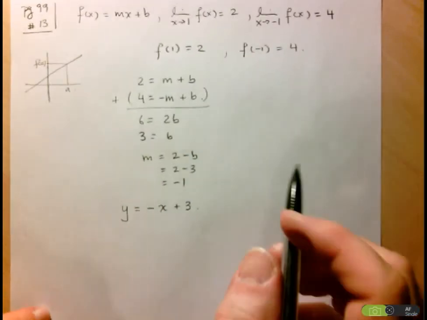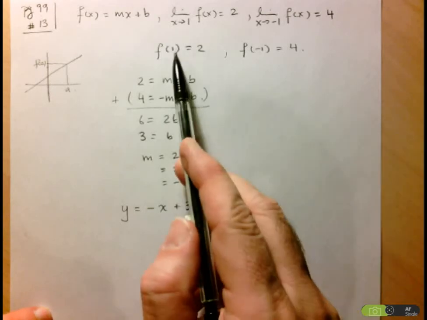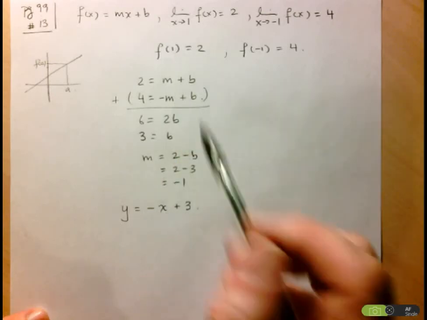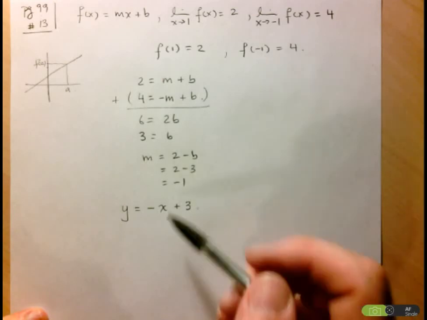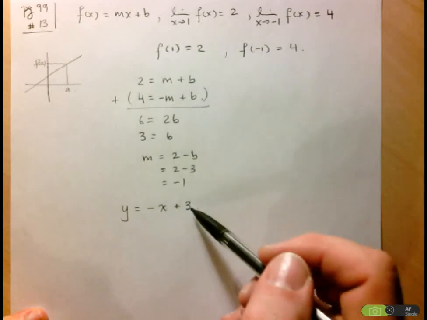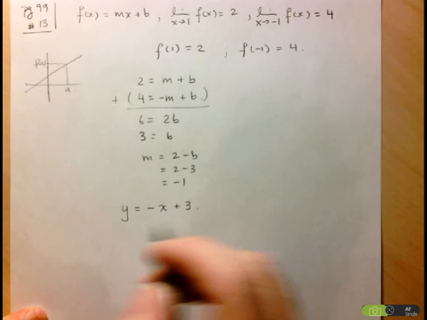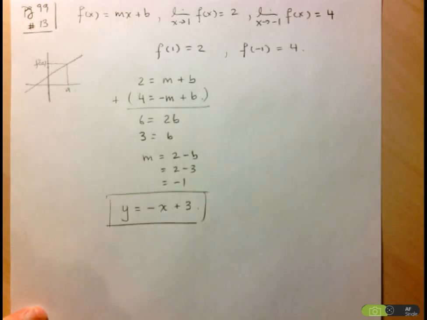And if we want to do a quick check, if I put in x equals 1, I get negative 1 plus 3, which is 2. And if I put in negative 1, negative 1 times negative 1 is 1, plus 3 is equal to 4. In other words, that works out. Okay, that is it.